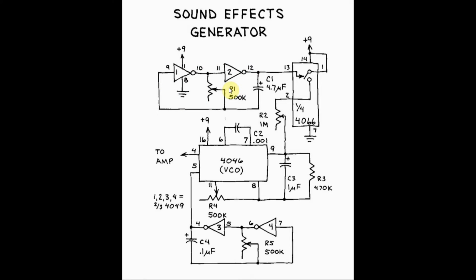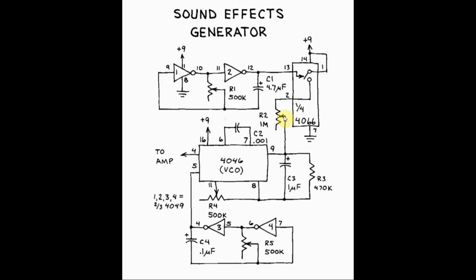We start with this NOT gate A-stable multivibrator that generates at the output a clock signal with a low frequency. The frequency of the clock is controlled by this pot. This clock signal is applied into the CMOS IC4066, where we are using one of the electronic switches to produce at the output a clock signal that is fed into the 4046 CMOS IC using the VCO part of the chip.